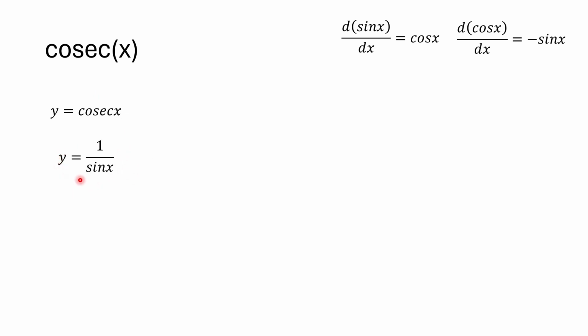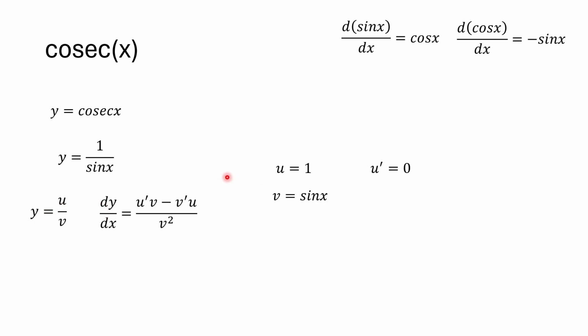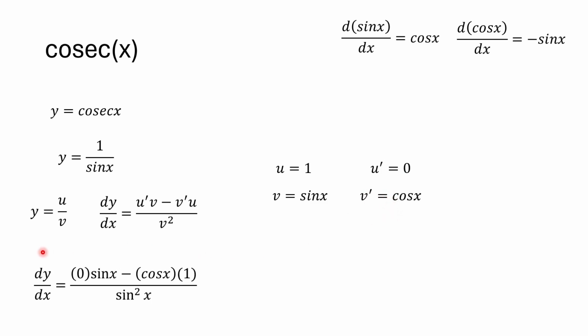And then again, we can use quotient rule, which is saying y is equal to u over v, where u is equal to 1, v is equal to sine x, u prime is equal to 0, and v prime is equal to cos x. And then they will give us this, dy dx is equal to 0 times sine x minus cos x times 1 over sine squared x.